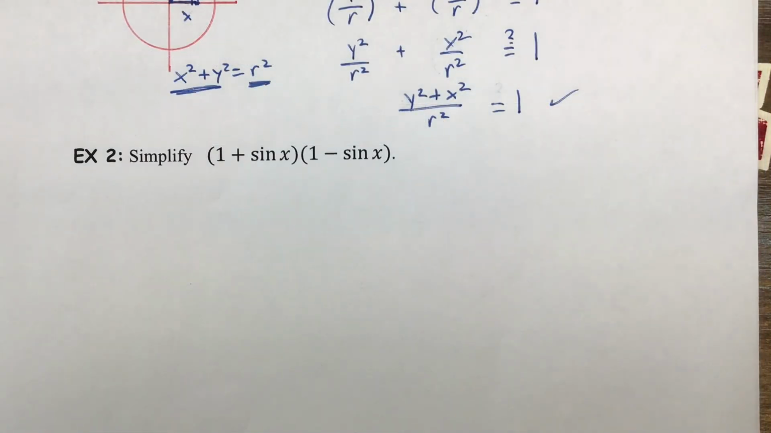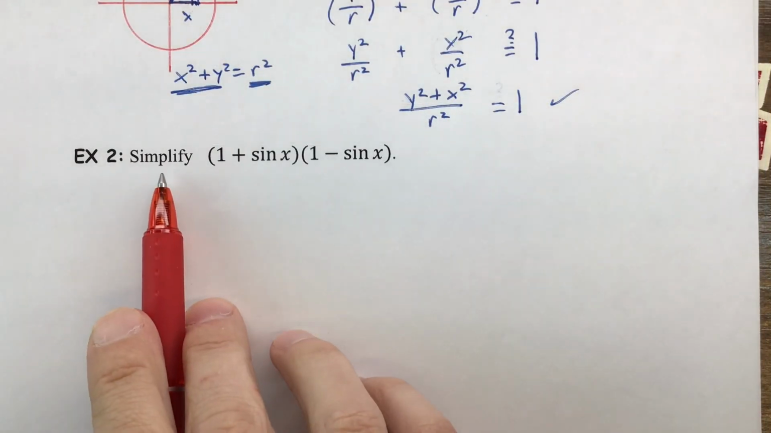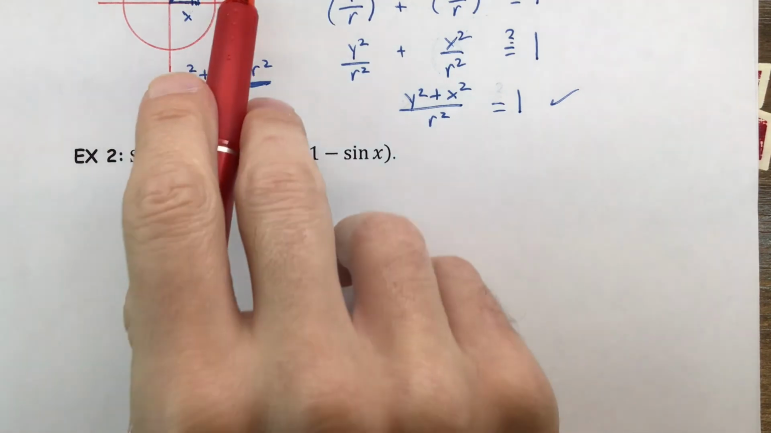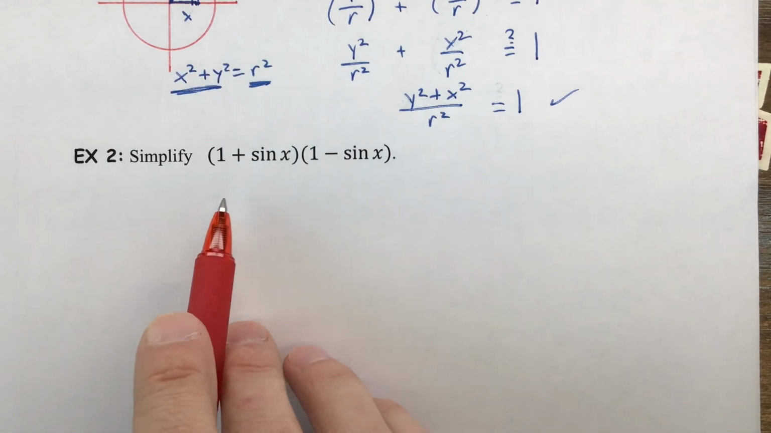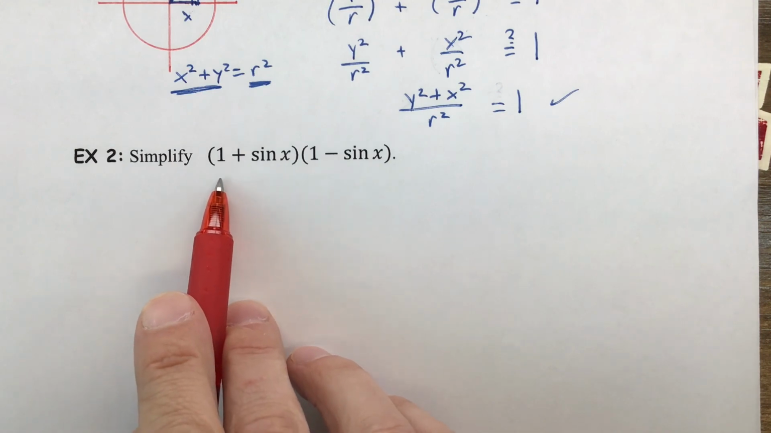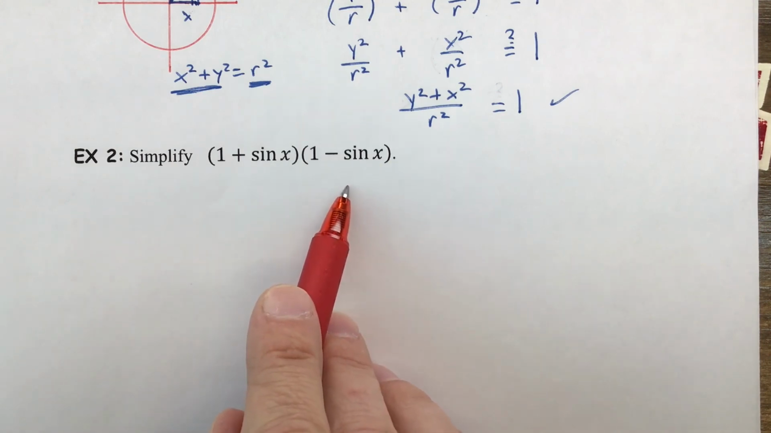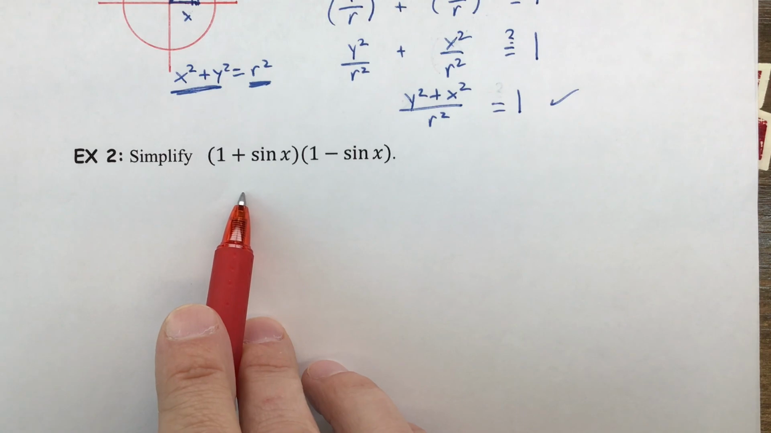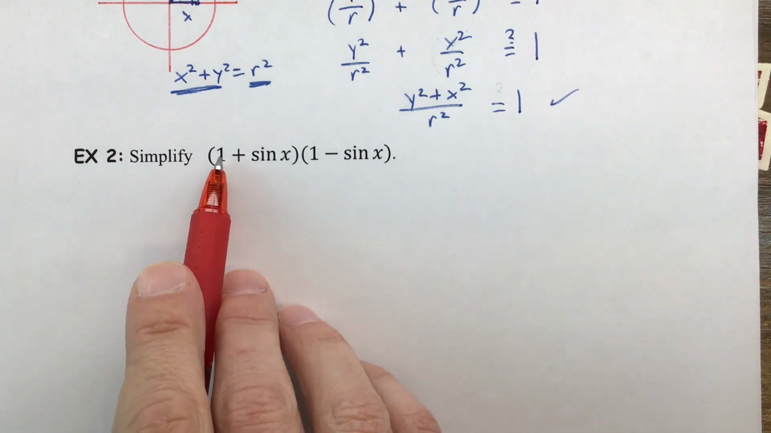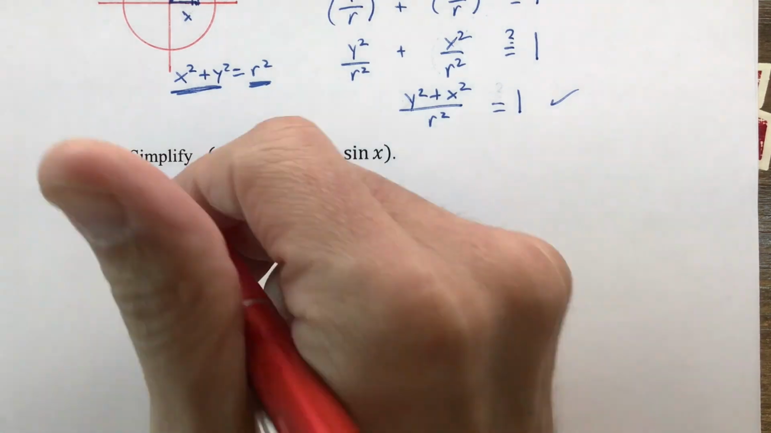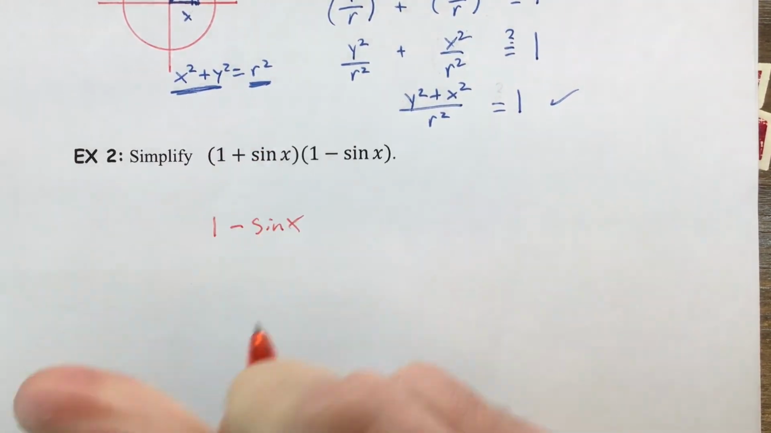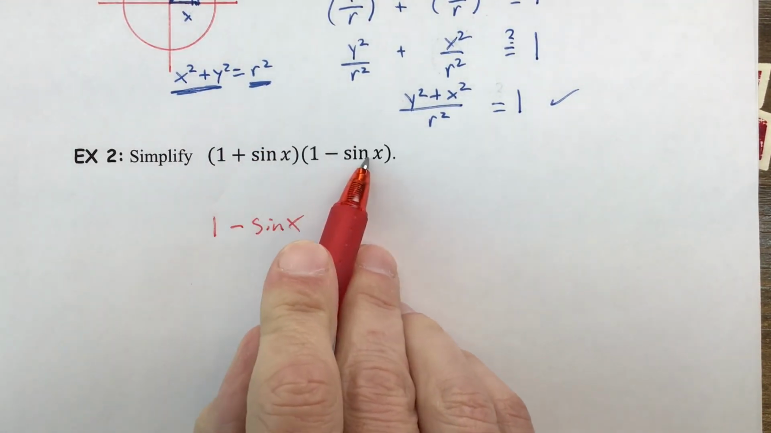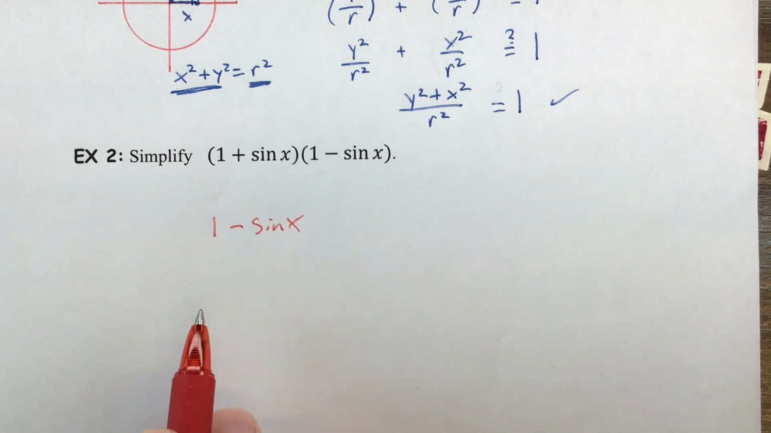All right, for example number 2, we're going to do another simplifying problem. This one is going to reference the Pythagorean identity that we were just looking at there. What we're going to start with here is some math. We have two binomials that are being multiplied together, so we're going to use some distributive property here. We're going to go ahead and multiply the 1 by each of those terms, which is going to give you 1 minus sine x. That is just distributing the 1 to each of those. So you get 1 minus sine x back.